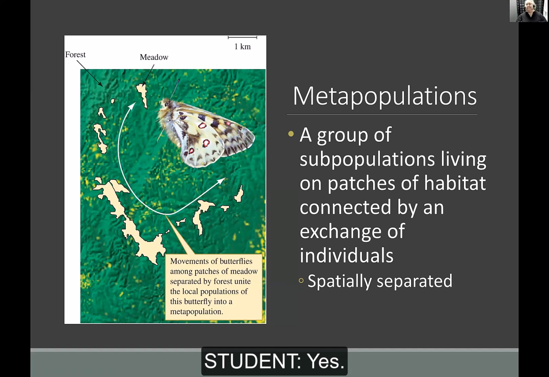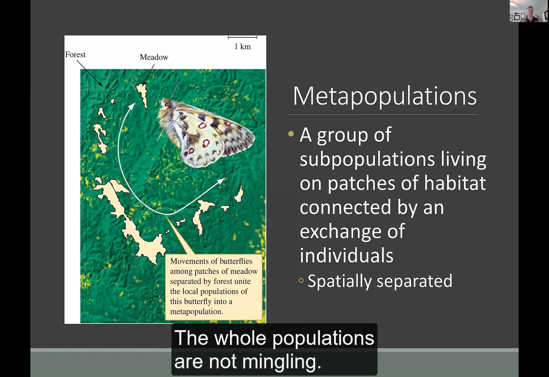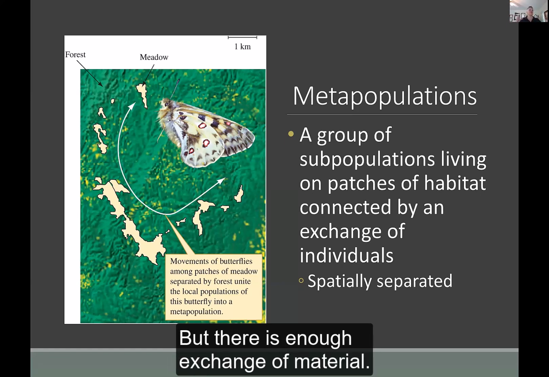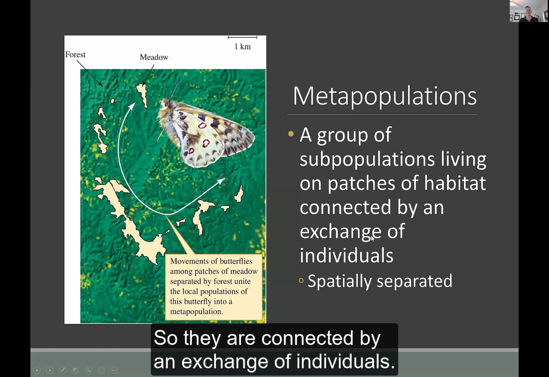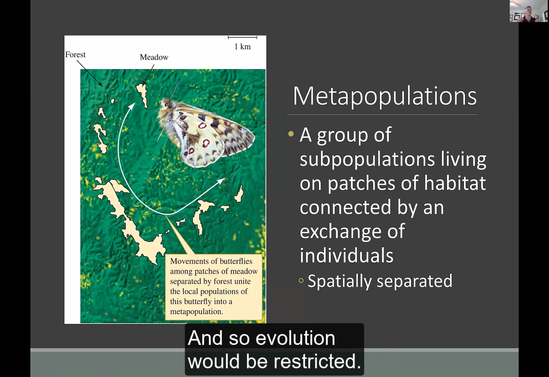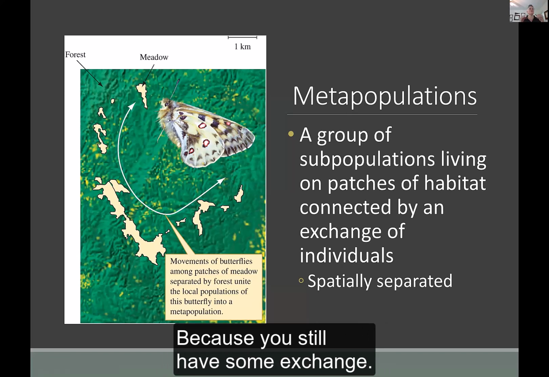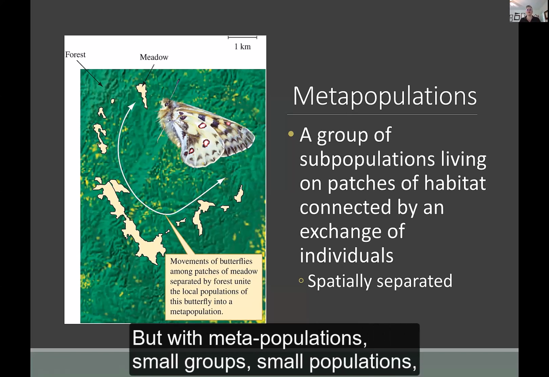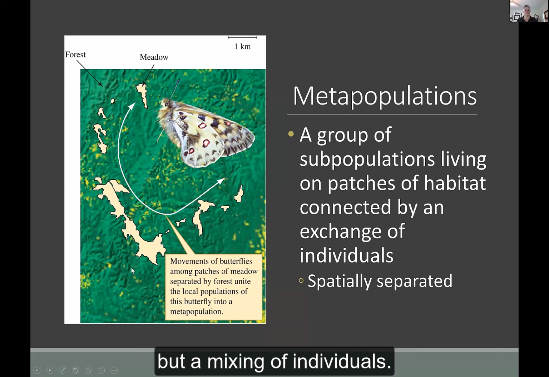So not as fast, right? The whole populations are not mingling, but there's enough exchange of material. They're connected by an exchange of individuals, so some genetic material is being passed. And so evolution would be restricted, because you still have some exchange. But with metapopulations, small groups, small populations, there's a mixing of individuals.